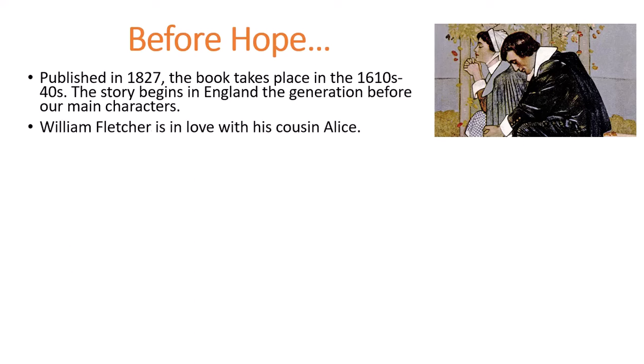So William Fletcher, in the beginning of the book, is in love with his cousin Alice. Now, I want to pause for a second here and say that would not have been too unusual at the time. It was pretty common for people in smaller populations to marry their cousins or second cousins, and it's not really clear if they're first or second or third, but they are in some way related.